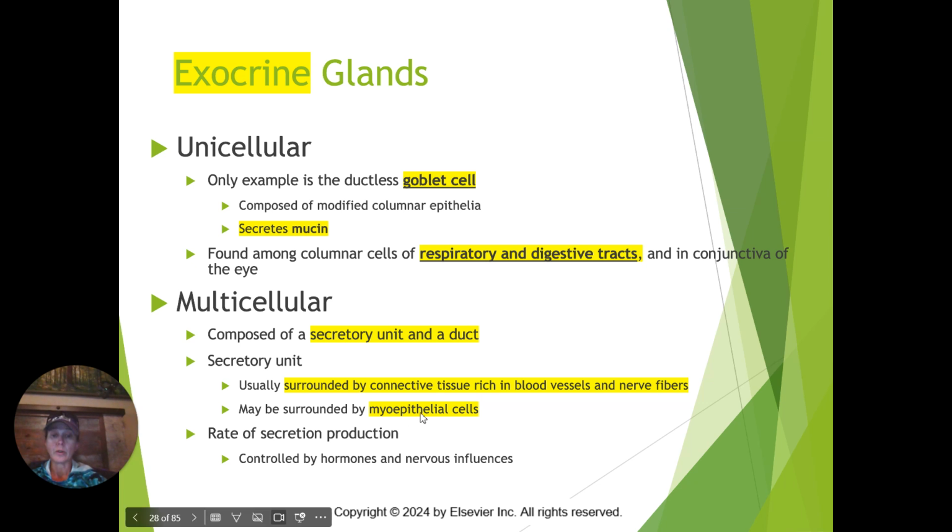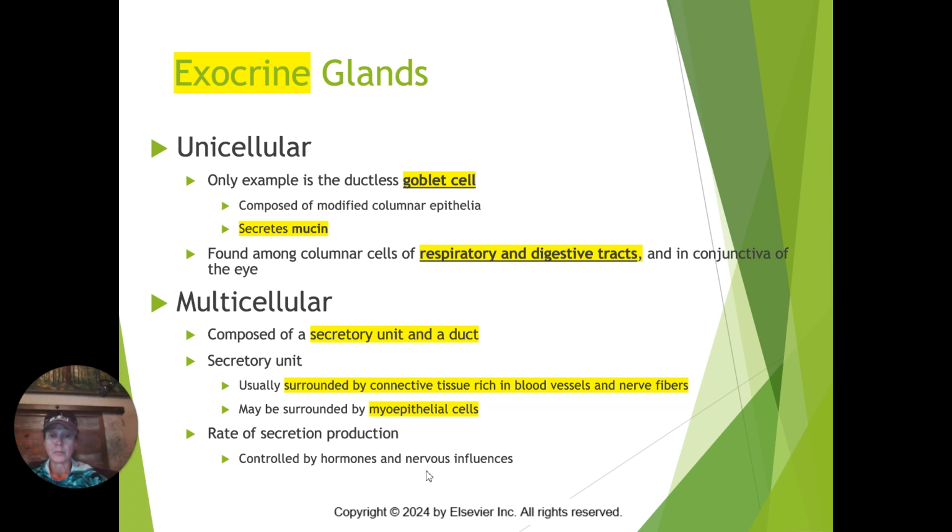So breaking that word down, epithelial cells are what we're talking about as far as tissue type. But myo, we know from our studies, it refers to muscle. So myoepithelial cells have the ability to contract, which can be very helpful when we are secreting things from these glands.